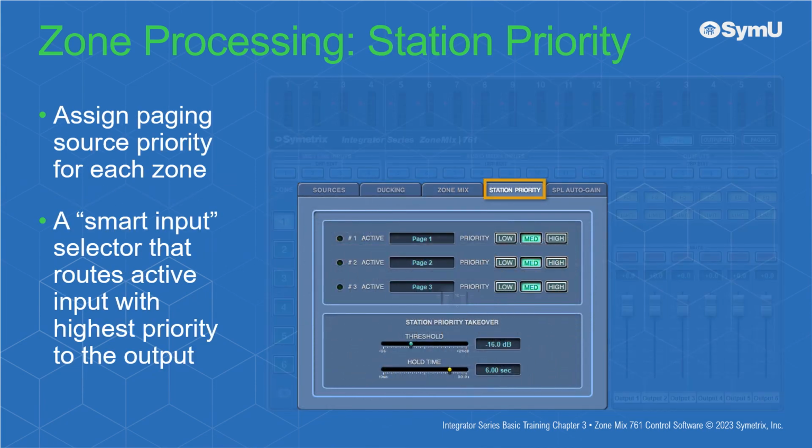The Station Priority tab allows the user to assign priority to each of the 3 paging sources for each individual zone. It can be thought of as a smart input selector that routes the active input with the highest priority to the output.